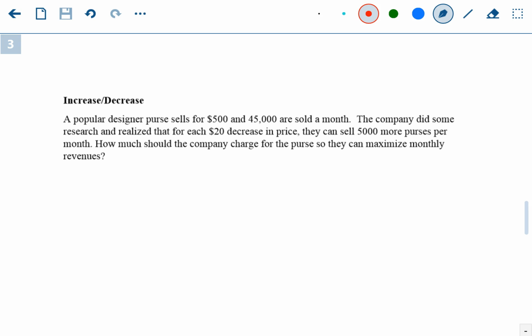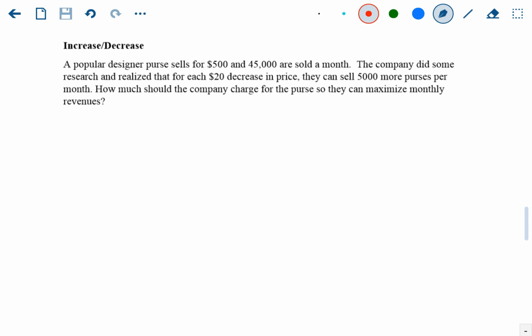So in this problem, let's read through it. A popular designer purse sells for $500 and 45,000 are sold in a month. The company did some research and realized that for each $20 decrease in price, they could sell 5,000 more purses per month. How much should the company charge for the purse so that they can maximize the monthly revenue?